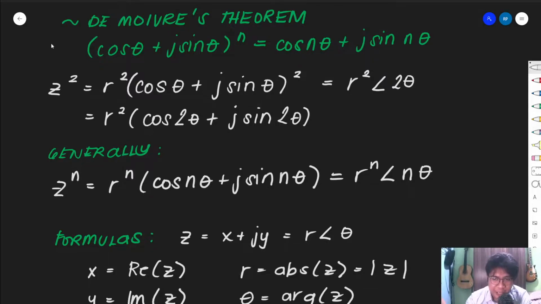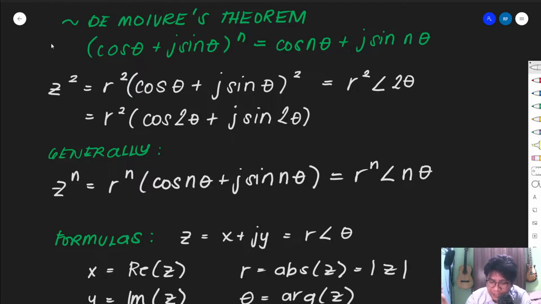So, let's apply that. What if our complex number has an exponent? What if our complex number has a power? For example, if we have z squared, meaning our complex number is squared, this is equivalent to r squared times the quantity cosine theta plus j sin theta, squared, for the trigonometric form. For the polar form, the equivalent is r squared angle 2 theta.